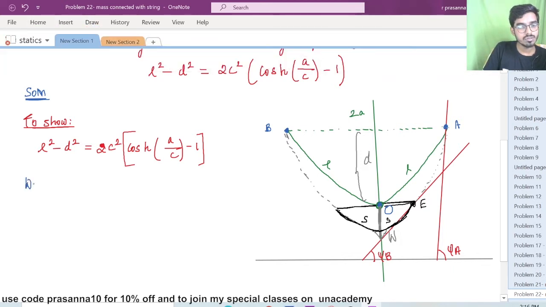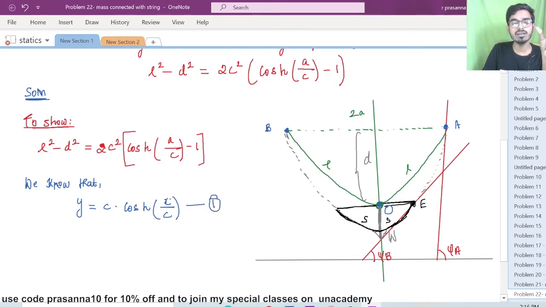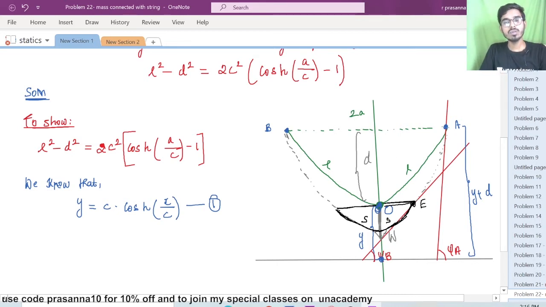So we know that Y is equal to C times cosh(X by C). Mark this as equation number 1, the basic Cartesian equation of the catenary. Now let us assume the distance from O to the directrix is y. And the distance from A to the directrix will be y plus D, since from ear to ear it is y, and from O to this point it is D.